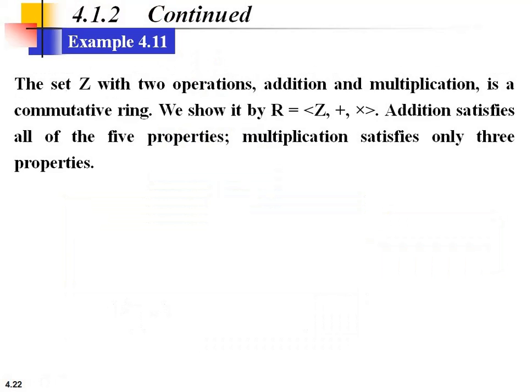So for example, the set Z with 2 operations, addition and multiplication, is a commutative ring. We can show easily that addition satisfies all the 5 properties and multiplication satisfies only 3 properties. So that is why this will make a ring.